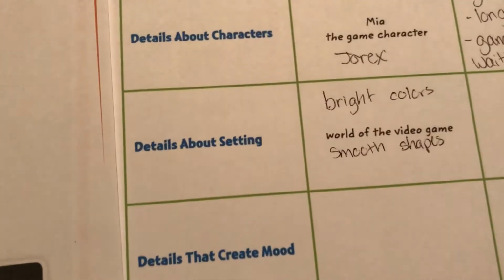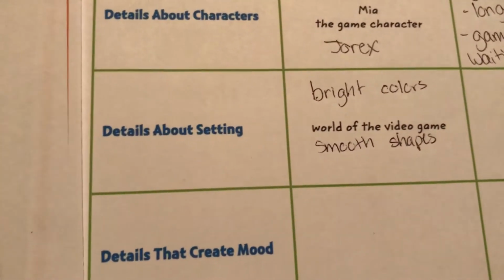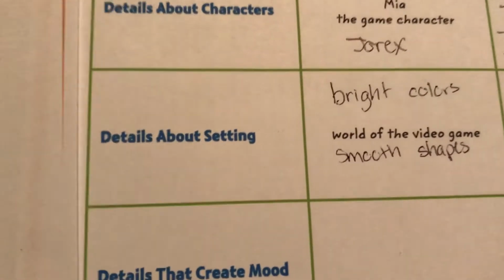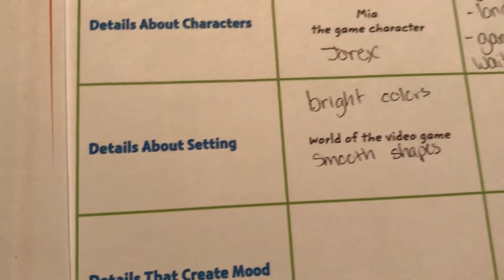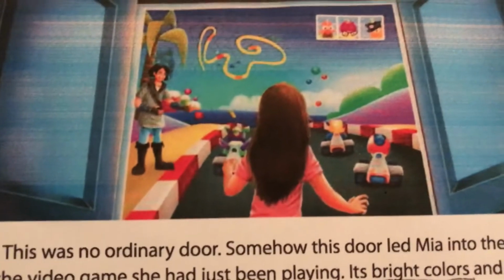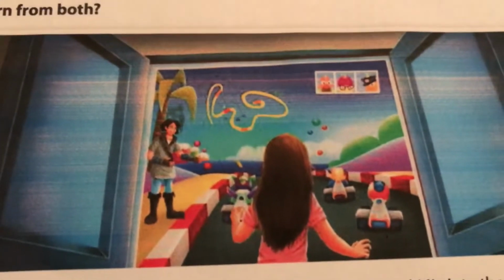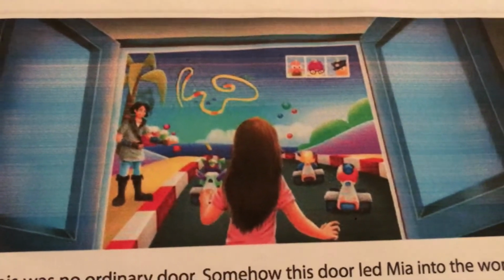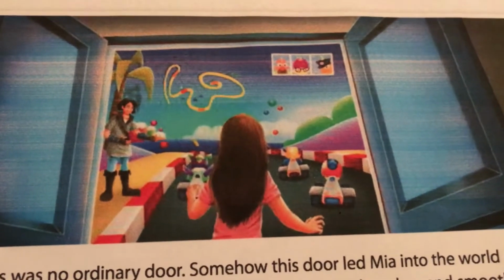So those would be some more details based on the text. Now I really can't see too much more on the text about the setting. So let's try looking at the illustration now. Based on this illustration, I can see the setting looks kind of like a Mario Kart game.